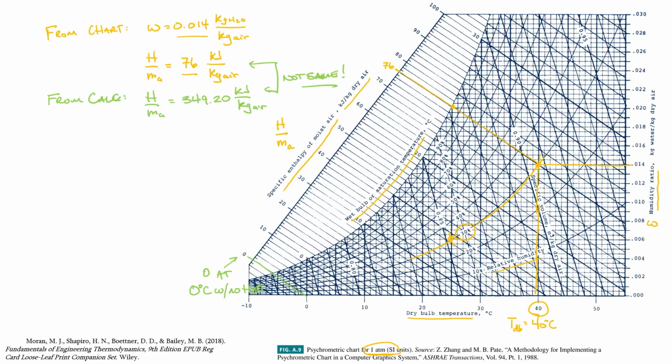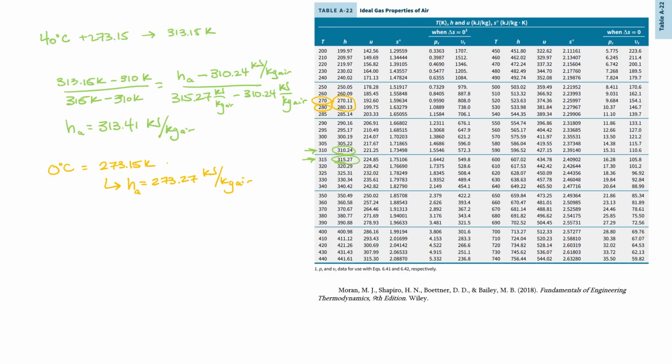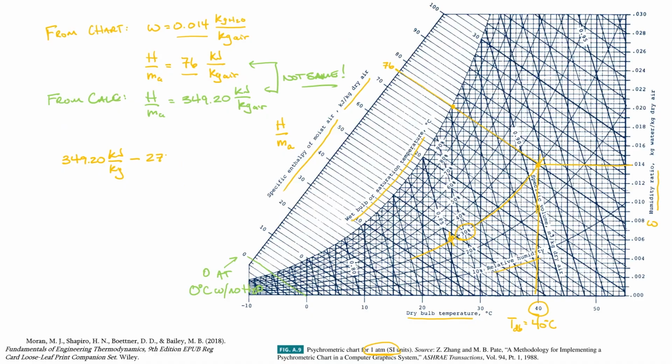And what that means is, if I take my 349.20 kilojoules per kilogram air, and I subtract my 273.27 kilojoules per kilogram, I get a value of 75.93 kilojoules per kilogram. And that is the same. So these values do work out.